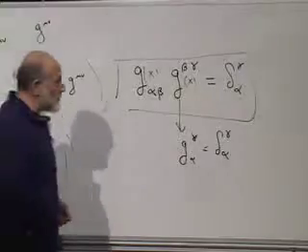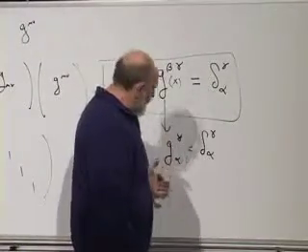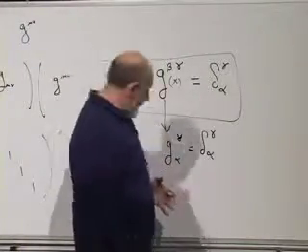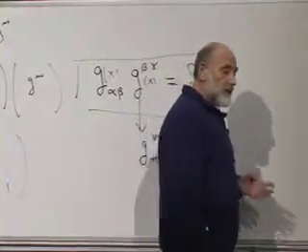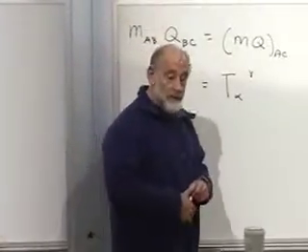So that's the answer to the question, what is the metric tensor with one lower index and one upper index? And the answer is that it's the Kronecker delta.